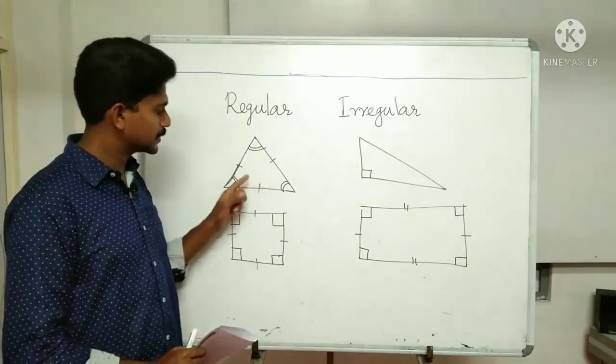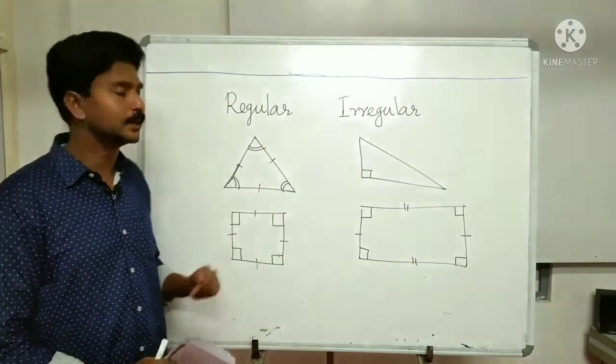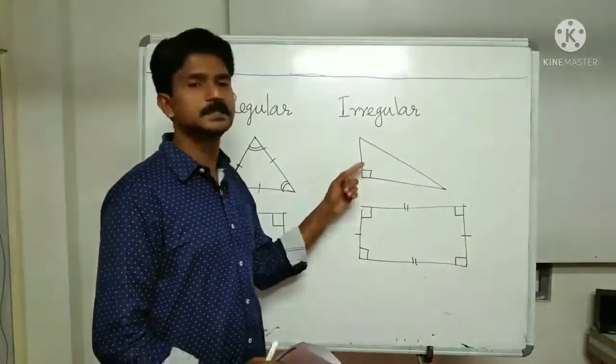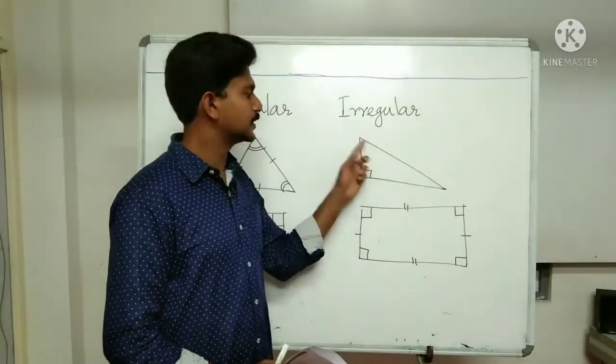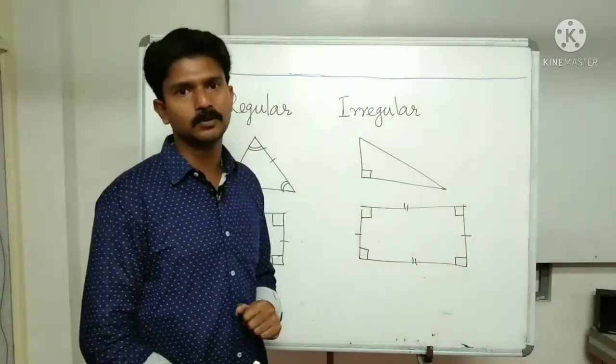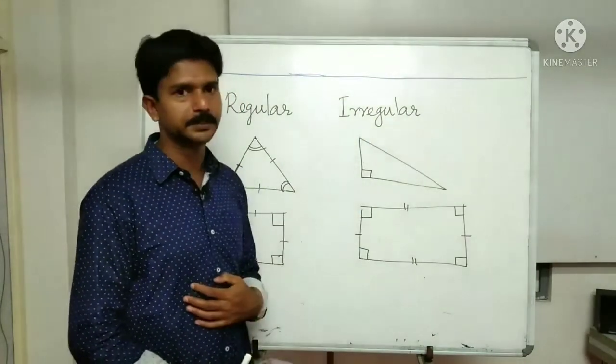These lines, we mark them to show that these sides are equal. If you take this right angle triangle, this angle is a right angle, and you can see that these two angles are different, and also all sides are not equal, so we cannot say it is a regular polygon, it is an irregular polygon.